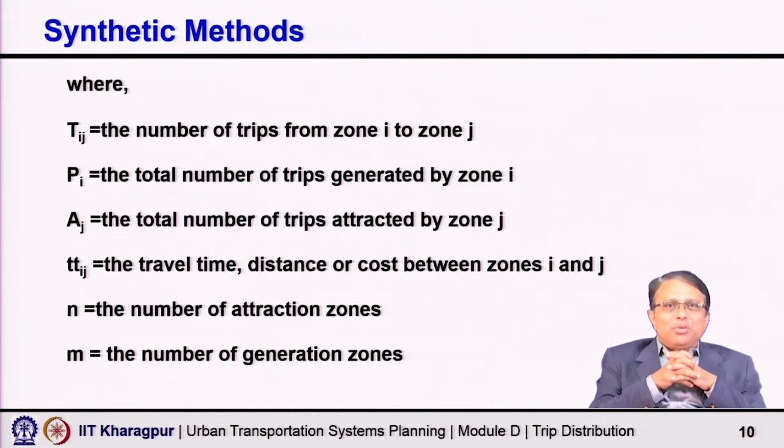Then n is the number of attraction zones, m is the number of production zones. And as I said, normally we use the number of zones in the study area, so we do not use separate n or m, but you can consider that not all zones will have productions, not all zones will have attractions, maybe some will have 0 value. So, this m and n is considered separately, they can always be equal as well.